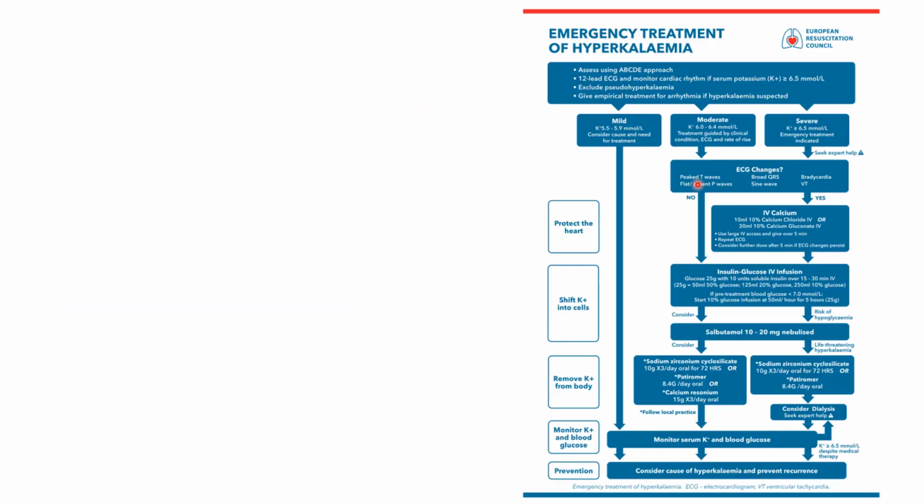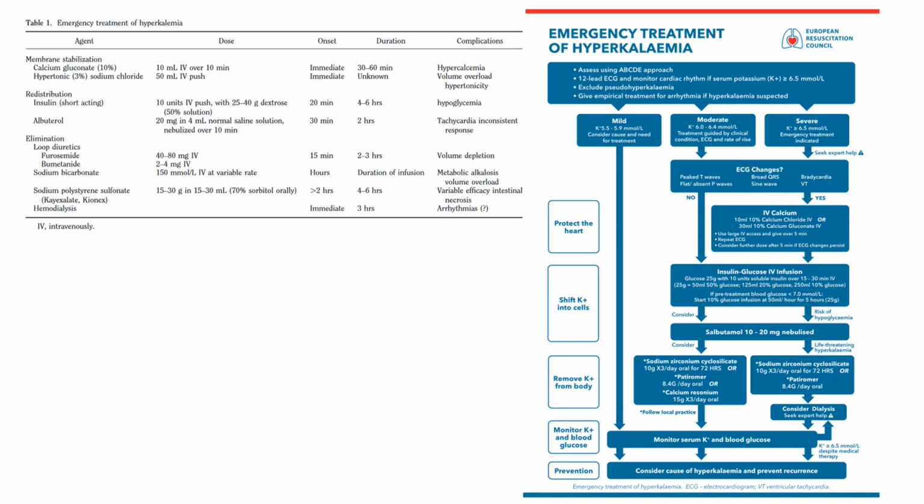So here's just to show the guidelines from ERC, and here they show us also the ECG changes: flattening of T waves and peaked T waves and bradycardia and so on, QRS prolongation. And then if they do develop any of these changes, then you give them calcium gluconate. The calcium gluconate will work within a couple of minutes. You get 10 milliliters of 10% over 2 to 3 minutes. Here it says 10 minutes, but a new Swedish article told us that it's okay to give it over a few minutes.